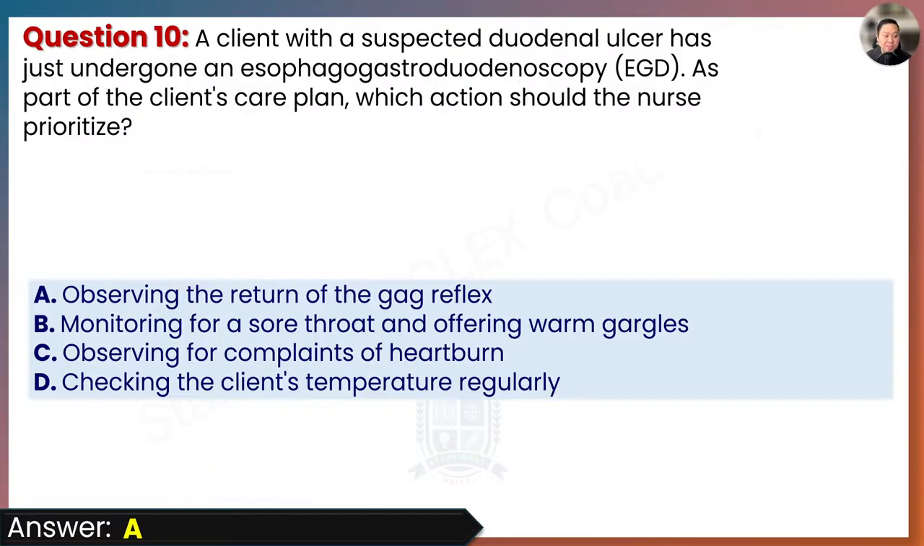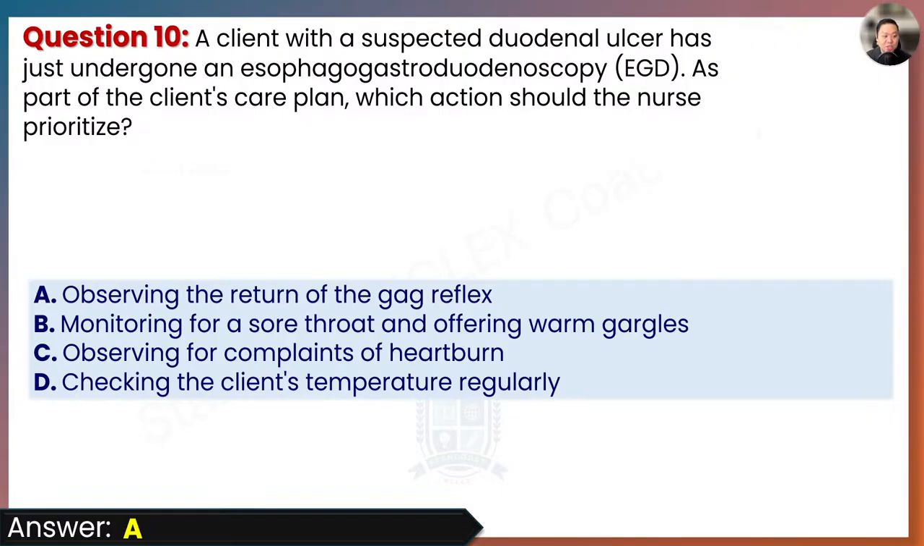Now, what about letter C, observing for complaints of heartburn? Well, heartburn or discomfort can occur after an EGD, particularly if there is irritation from the procedure or underlying reflux. This doesn't take precedence over the need to ensure the patient's airway is protected by assessing the return of the gag reflex. Option C is something you can address later once the patient's safety is secured.